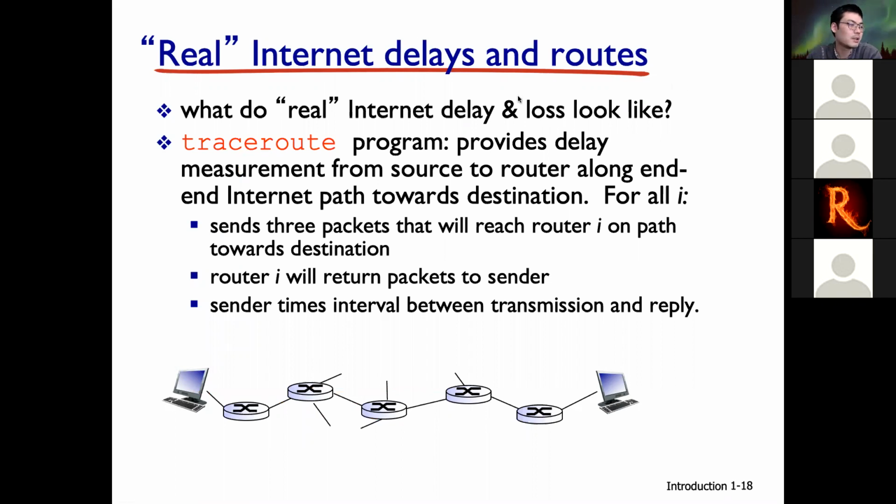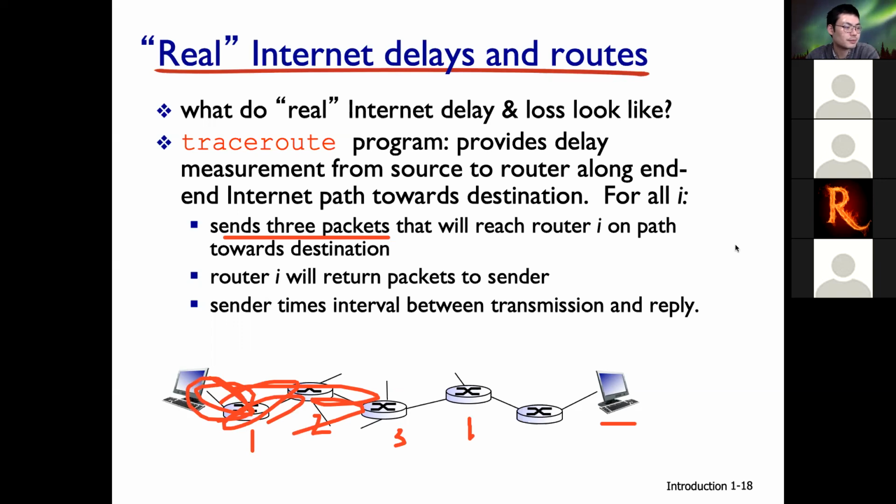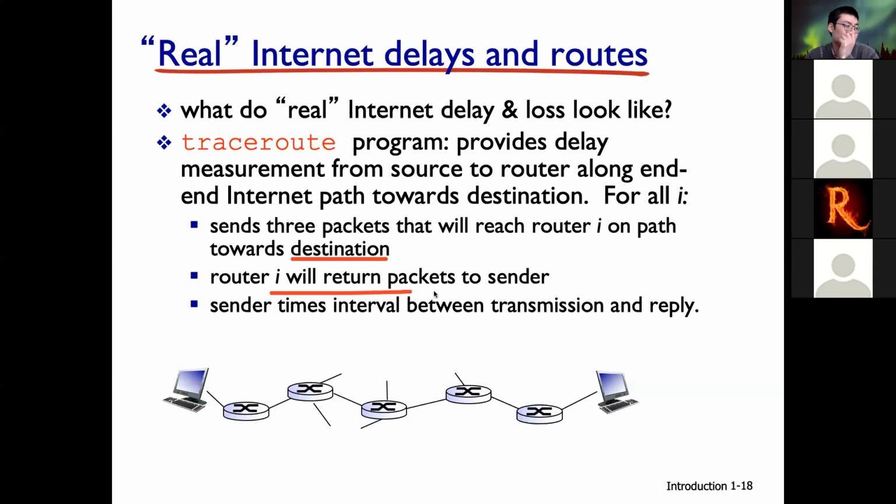We'll see that field later, but for now I don't want to add too many additional things. Just keep in mind there's a way to implement it. This is basically the network layer. Here, what traceroute does is, for all i, the first router, second router, third router, up to the ith router, you increase until you reach the destination. You will send 3 packets to router 1, then 3 packets to router 2, and then 3 packets to router 3, all the way along the path to the destination. And router i will return packets to the sender.